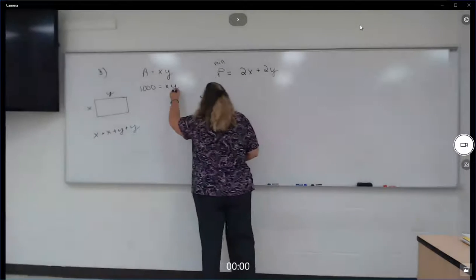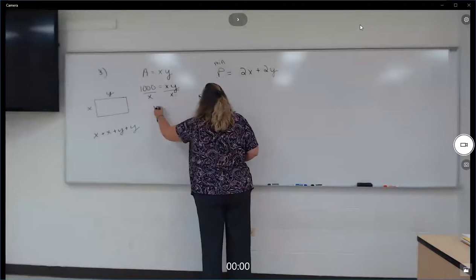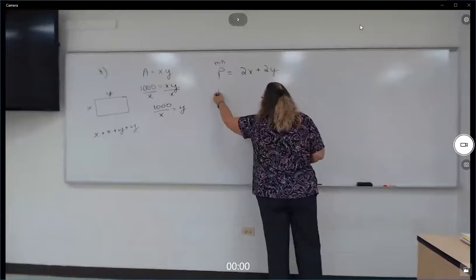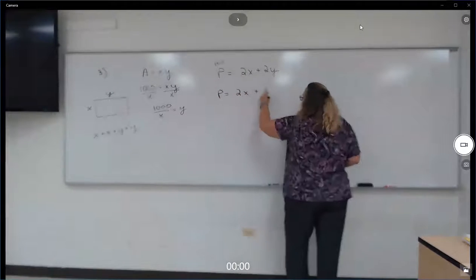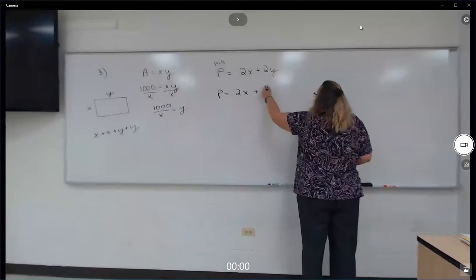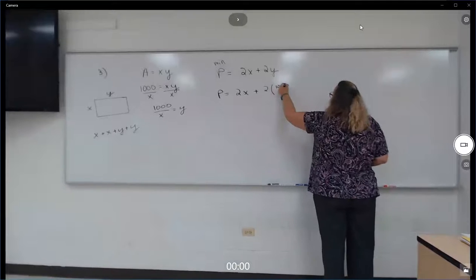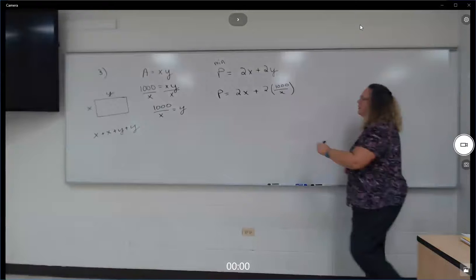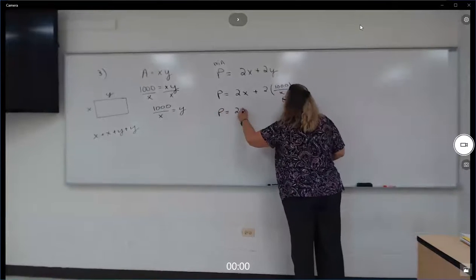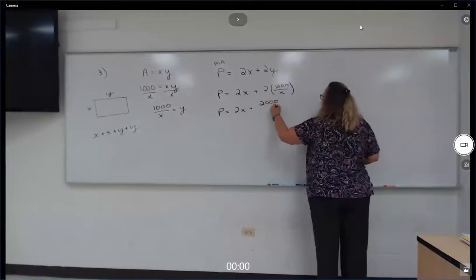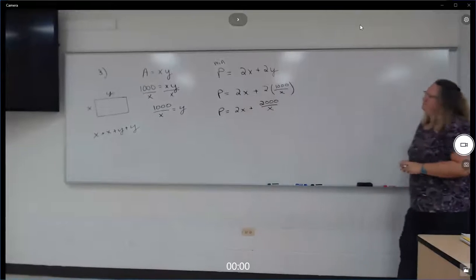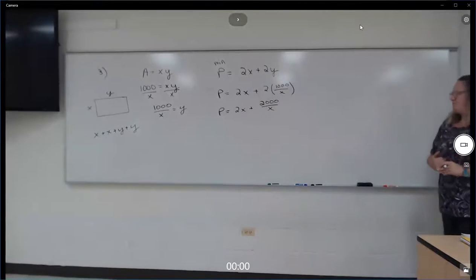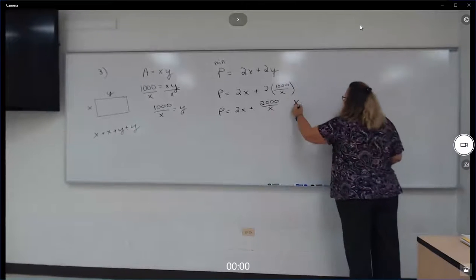So we're going to divide both sides by x. 1,000 divided by x equals y. Plug that in. 2x plus 2 times 1,000 over x. So we could make that 2x plus 2,000 over x. That's the same thing, right? So what is not in the domain?